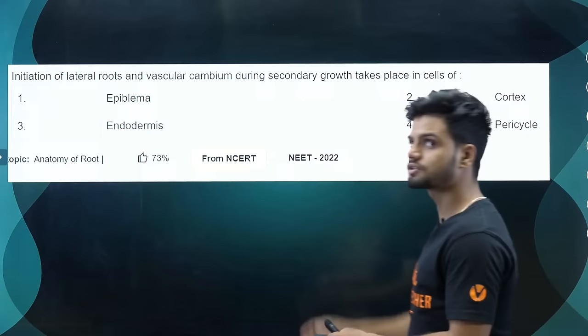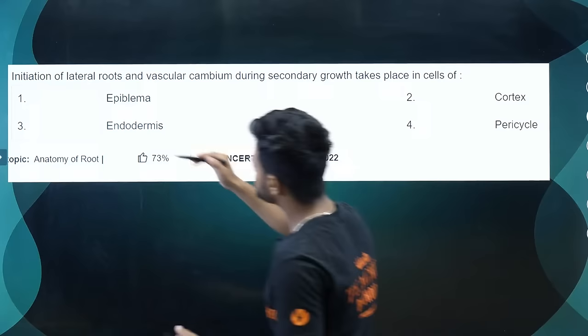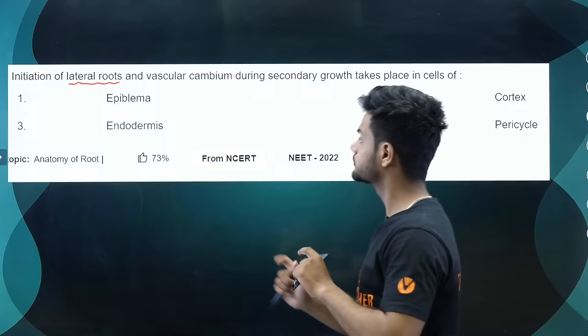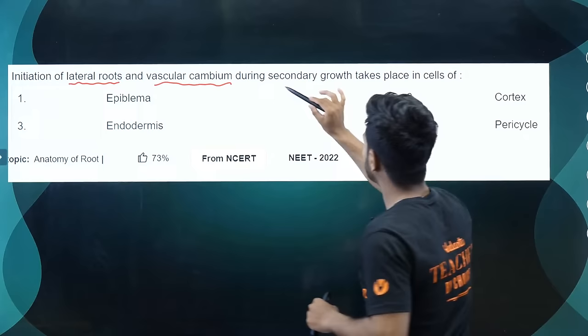That is initiation of lateral roots. Students, you should not tell me later on, "Anatomy is difficult, sir." Anatomy is very easy if you know the concepts. Okay? Initiation of lateral roots and vascular cambium during the secondary growth takes place in the cell.